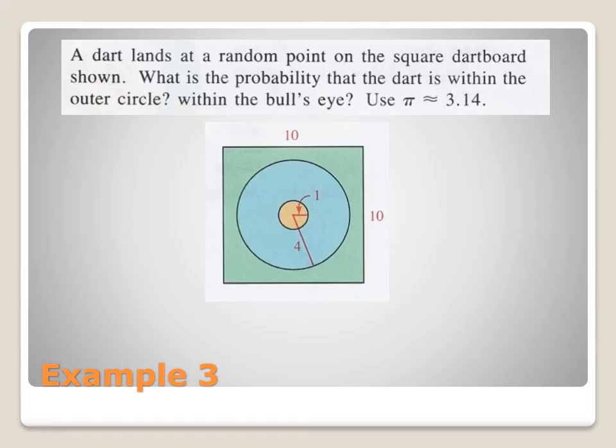All right. So this example actually has two parts to it. First, it wants us to find the probability that the dart is going to land in the outer circle, which is the blue. And then it also wants us to do the second time we calculate this, what is the probability that it would land in the bullseye? Now, we're going to just leave it in terms of pi. We're not going to use 3.14.